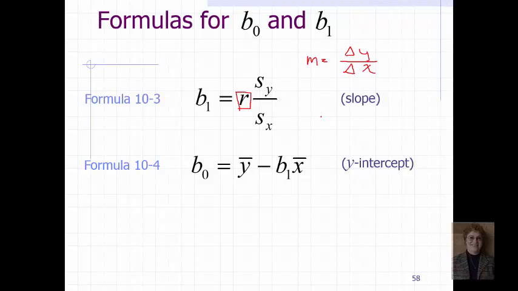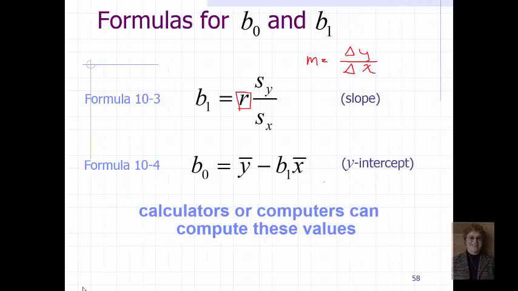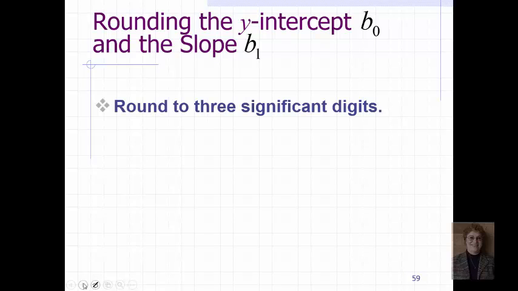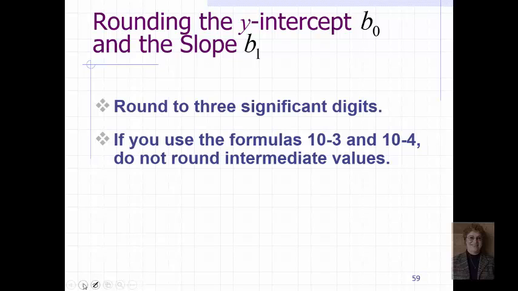Once you've calculated the slope, then you can calculate the y-intercept, and it will be the mean of y minus the slope times the mean of x. We can do it by hand, or we are going to use technology to calculate this. Now, how do we round it? Round it to 3 significant digits. If you're going to do it by hand, you only round at the end. That's what this slide says.